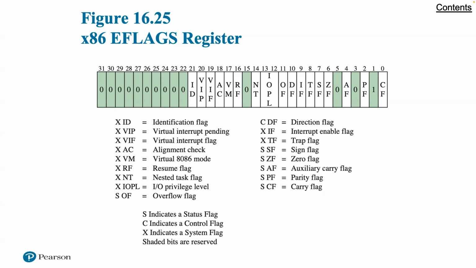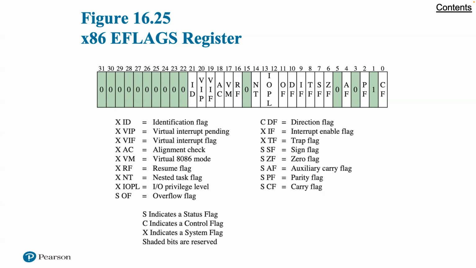The IO privilege flag, when set, causes the processor to generate an exception on all accesses to IO devices during protected mode operation. We have the resume flag, which allows the programmer to disable debug exceptions so that the instruction can be restarted after a debug exception without immediately causing another debug exception.